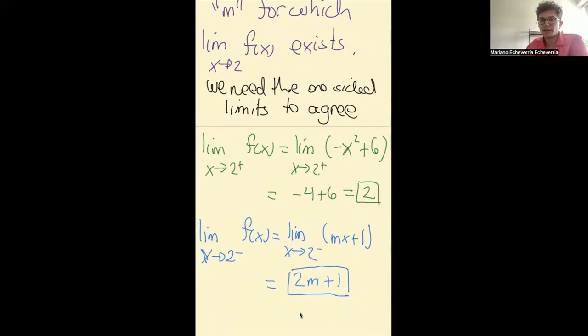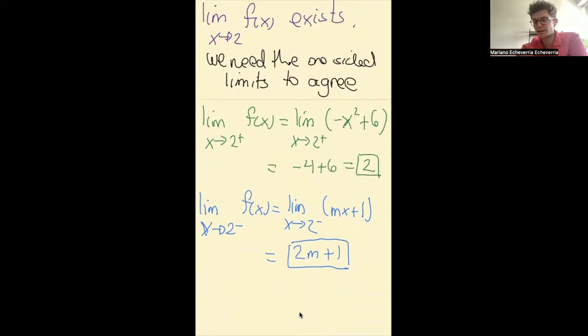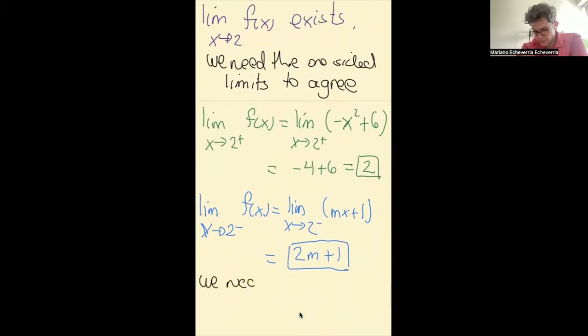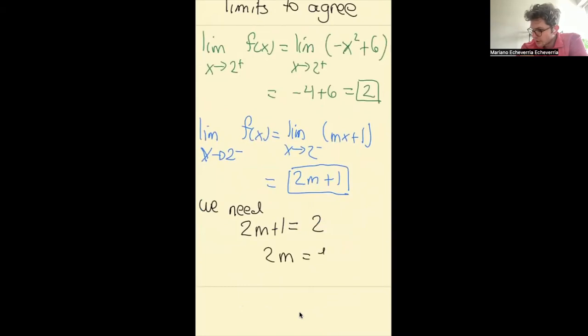Okay, and so what that means is that this gives you an equation. We need the agreement of these two numbers, so that gives you the equation that will allow you to find the value of m. So we need... right, so this gives m equals 1/2, which is what we saw on GeoGebra after I changed the equation of the line to mx plus 1. Okay.